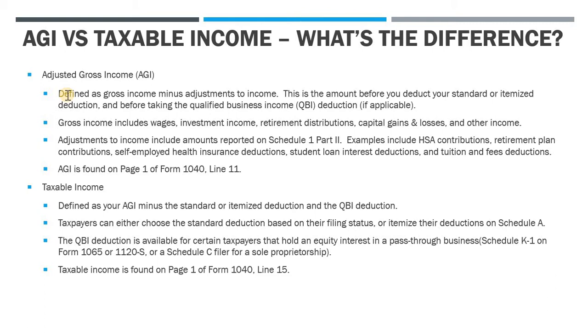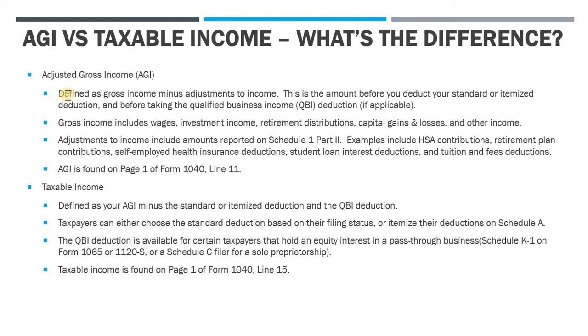Okay, so this is the amount that you're going to calculate before you deduct your standard or itemized deduction. Remember that every taxpayer gets a standard deduction, and if they choose to itemize because it's greater, they can take the itemized deduction instead. So this is the amount before you deduct either of those two amounts, and before you deduct your qualified business income deduction, if it applies to you.